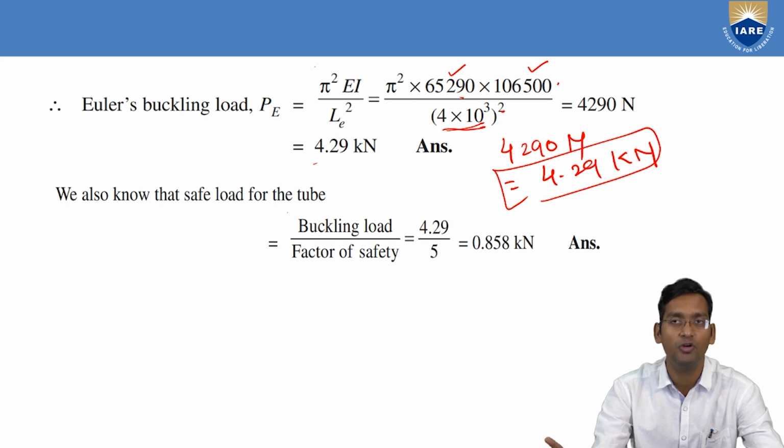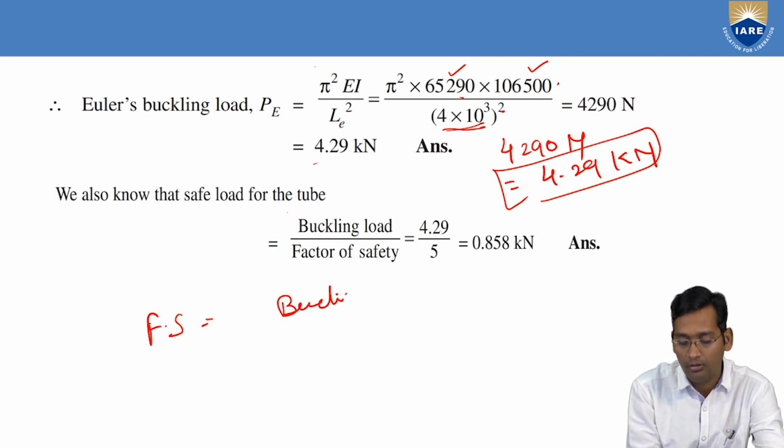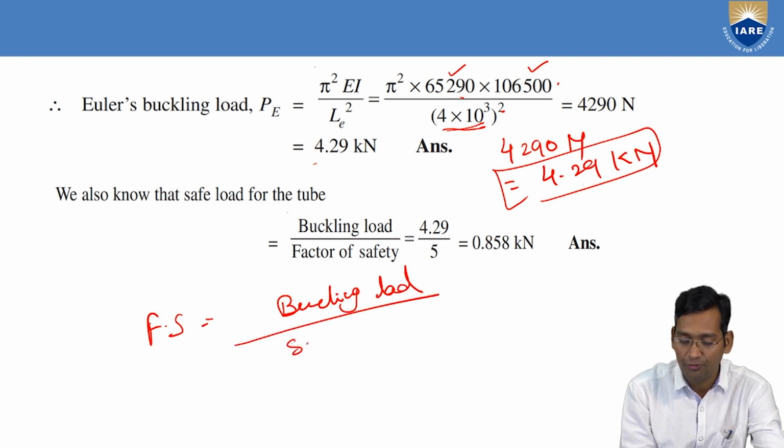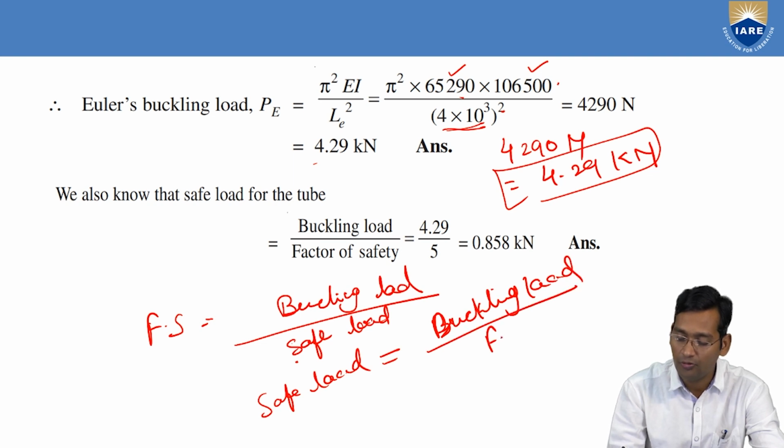Now what is the next? To find the safe load. What we have to find? We have to find the safe load. So factor of safety is what? Factor of safety is buckling load by safe load. So from here, safe load, what we have to find? So just write safe load equals to buckling load divided by factor of safety.